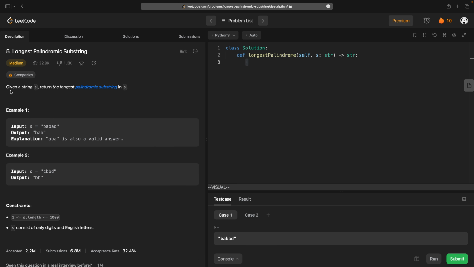Right, short and sweet description. Given a string S, return the longest palindromic substring in S. So here, BABAD, we've either got BAB or ABA. BABA is not a palindrome. Remember, a palindrome has to read the same backwards and forwards, so BABA, although very similar to ABAB, is not the same.